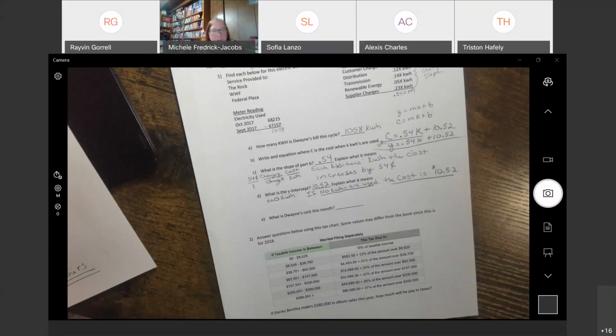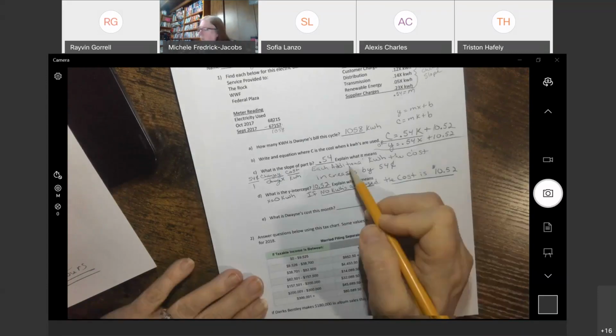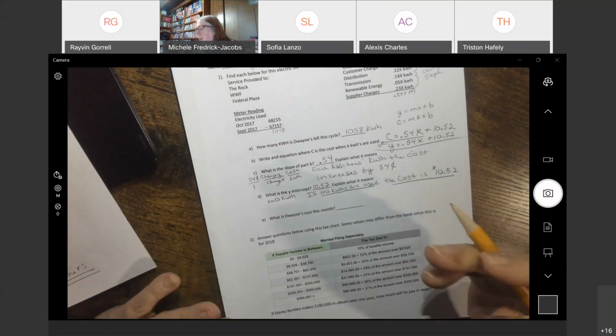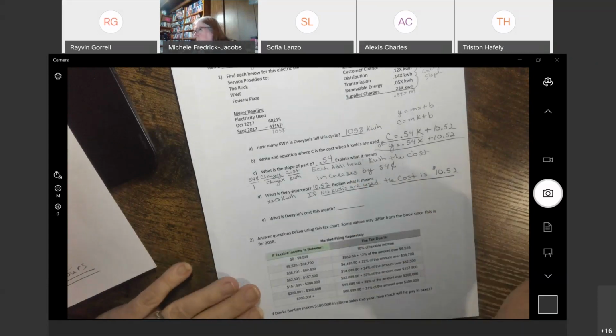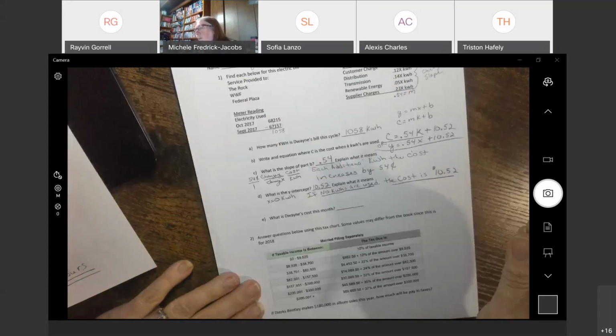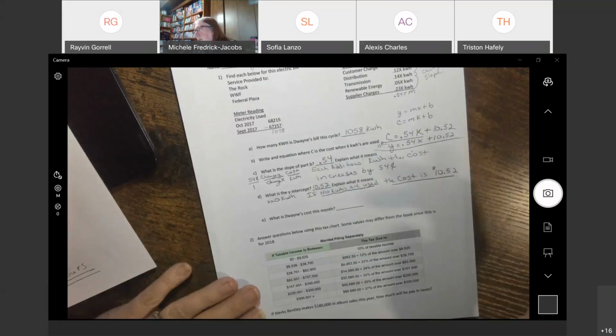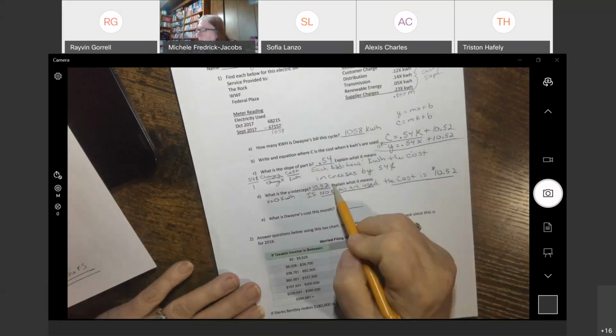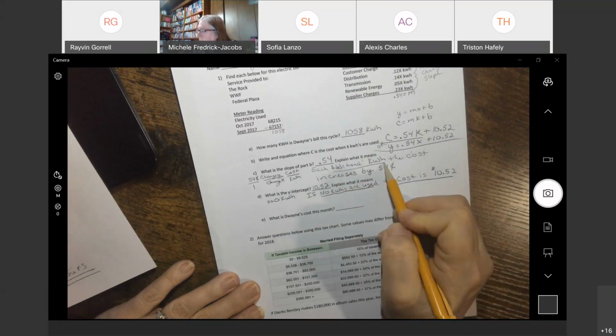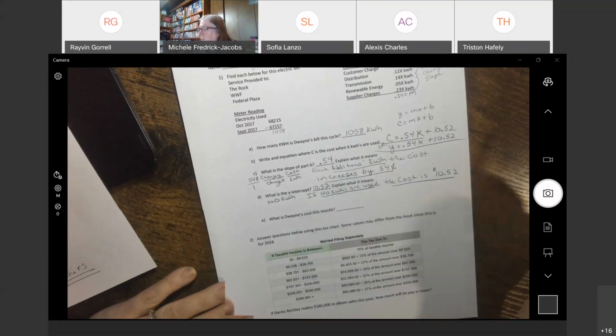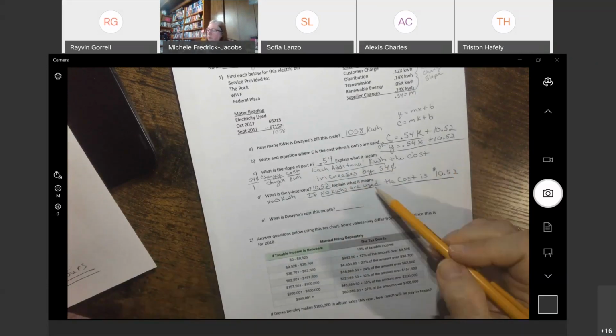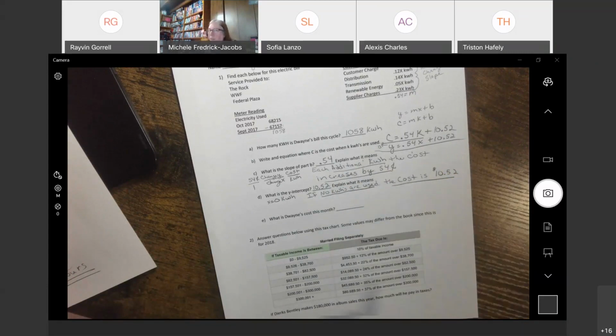In the other one, I would be looking for each additional kilowatt hour, or 1 kilowatt hour, or every 1 kilowatt hours, and then increase is 54 cents. So those would be the words I would be looking for. Any questions on C or D?